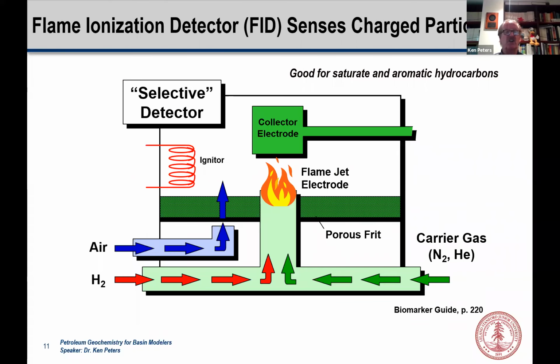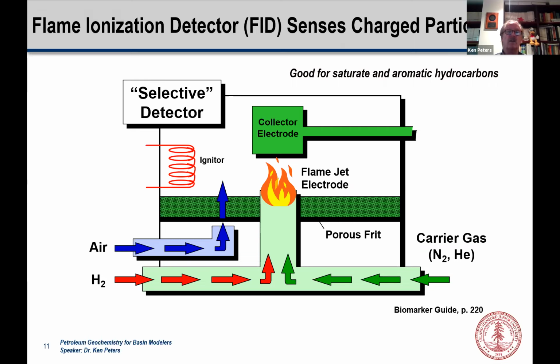For detection, there are lots of different detectors, but probably the most common is the selective detector, the flame ionization detector, and it's going to measure what you actually burn. So here comes your carrier gas, nitrogen or helium, and it's carrying compounds with it. You mix that with a little hydrogen, and you have a flame jet electrode here. You're burning those peaks as they come through. This is a selective detector because you're not going to see CO2. You won't see it because it doesn't burn, right? But a hydrocarbon like methane will burn, and you can measure that with your electrode.